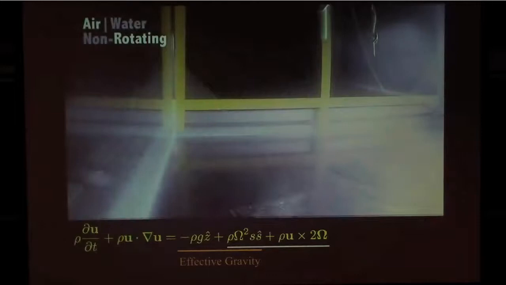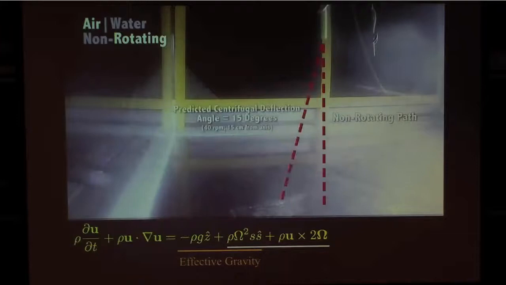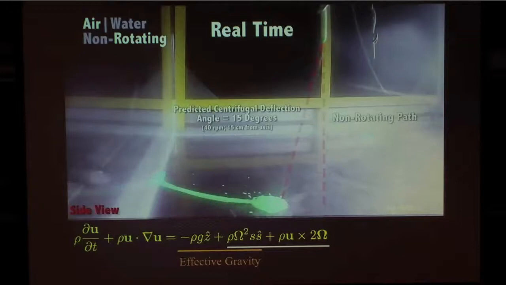Is that playing? Yeah. So there's the non-rotating path. If we rotate at 40 RPM, and we're off by, I forget how far, 15 centimeters from the axis, then the prediction is that dashed red line. And it nails it, right? So you push out the path of the fluid. It falls off to the side due to centrifugal.